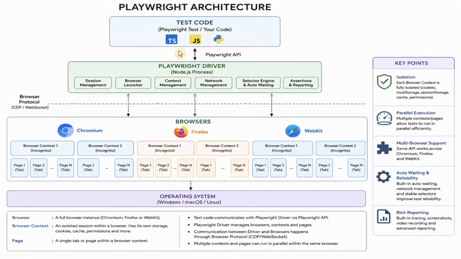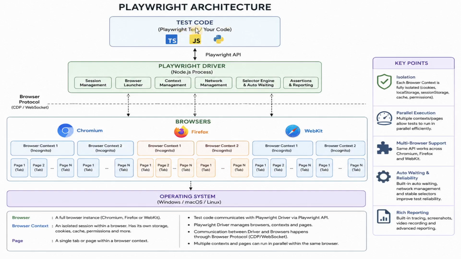Hey everyone, welcome back. In this video, we are going to talk about the Playwright architecture. Playwright architecture describes how a test request travels from our test code to the browser and finally to the web application against which you are running the test.